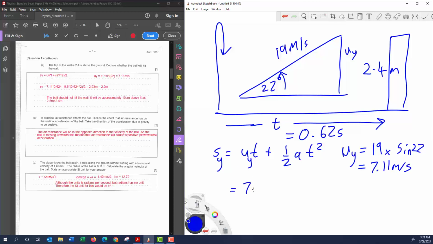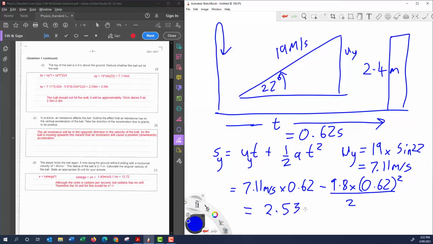So 7.11 meters per second times 0.62 minus, it's minus because I'm accelerating downwards due to gravity, so minus 9.8 meters per second squared multiplied by 0.62 all squared divided by 2. When I put that in the calculator, I get 2.53 meters.